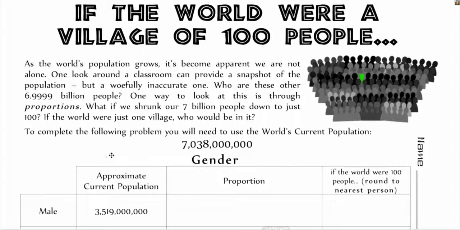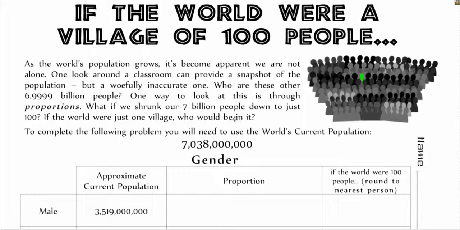Here is a quick introduction to our project, If the World Were a Village of 100 People. The basic idea is, instead of talking about the 7+ billion people in the world on any given day, what if we boiled everything down into a nice even 100? How many males, how many females, how many would we have from each country? All different kinds of things.